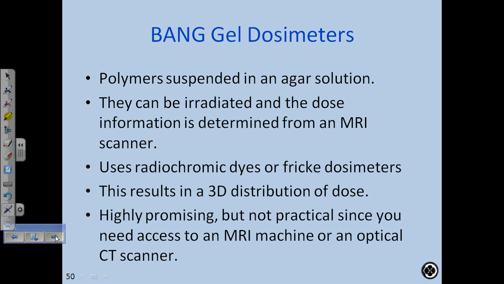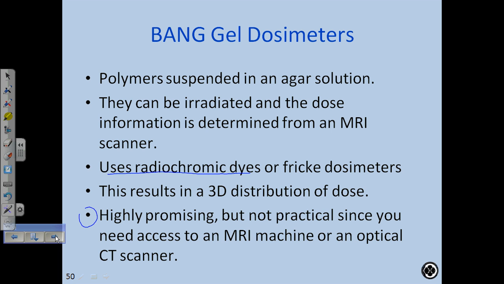The BANG gel dosimeters use either radiochromic dyes or Fricke dosimeters. So the MRI can measure how much of the 2 plus to 3 plus has been converted. Now, the MRI signal depends on that. Highly promising. You still see people using this stuff, but it's mostly research labs that have access to MRI units.